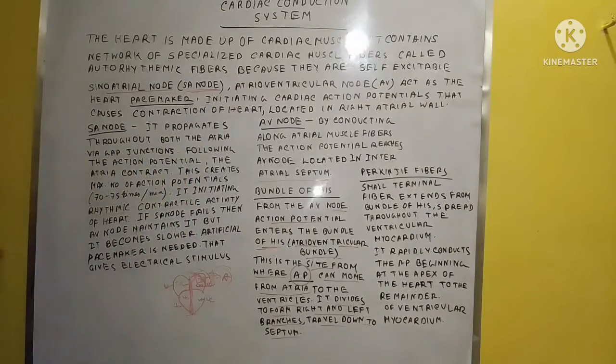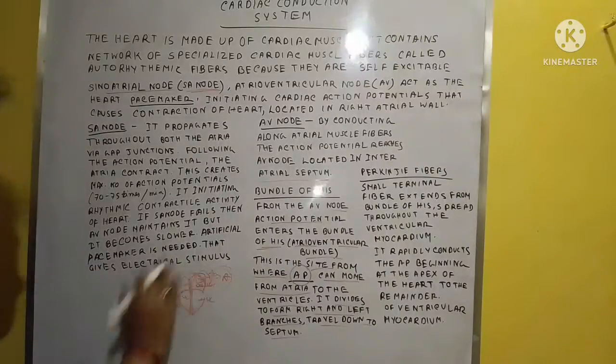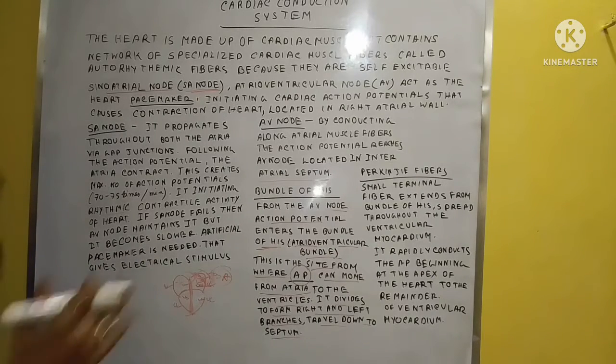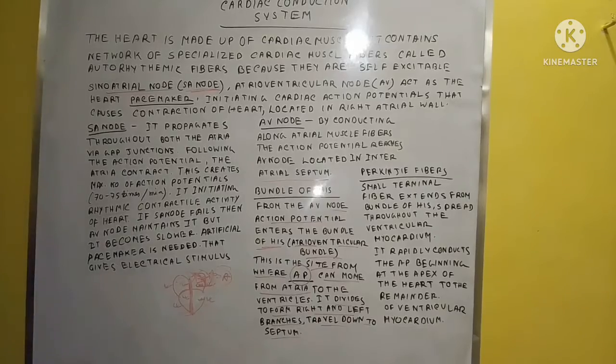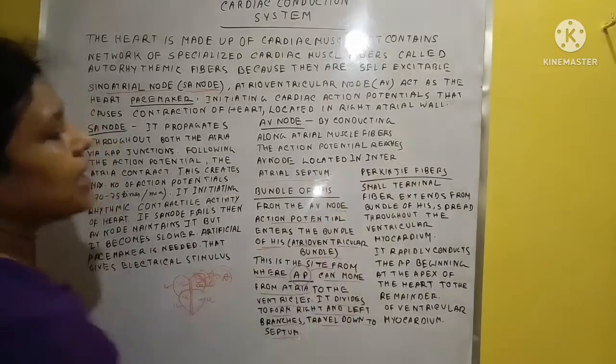And it divides to form the right and the left branches and travels down to the septum. Okay, it divides, it is not fixed on one side. It divides into left and right to form the branches. Why does it form the branches? To transport the action potential for the heart's activity. Clear?